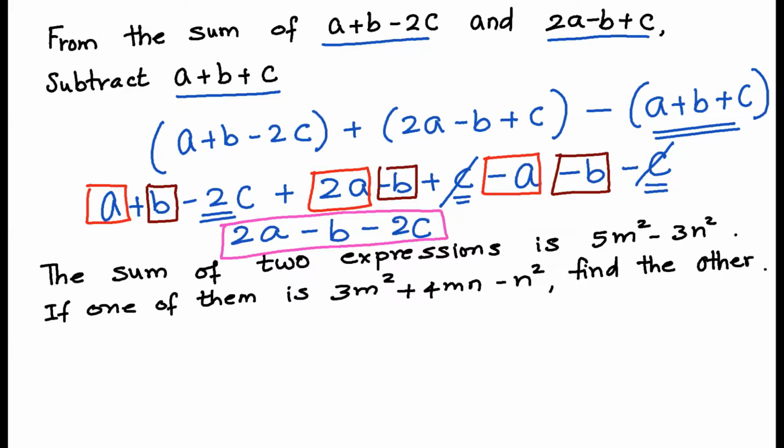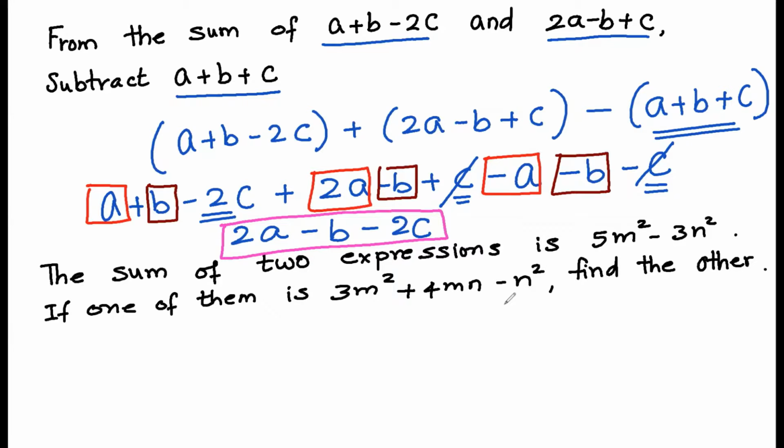The sum of two expressions is 5m squared minus 3n squared. If one of them is 3m squared plus 4mn minus n squared, find the other. So there are two expressions, and the sum of those two expressions is 5m squared minus 3n squared. Now, out of those two expressions, one of them is 3m squared plus 4mn minus n squared. And I need to find that second expression.